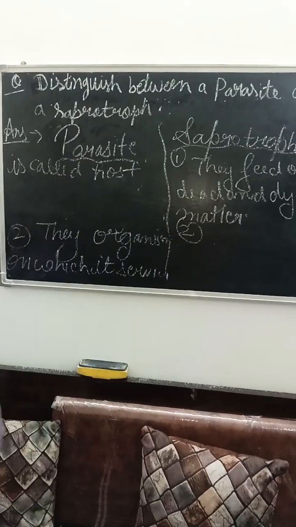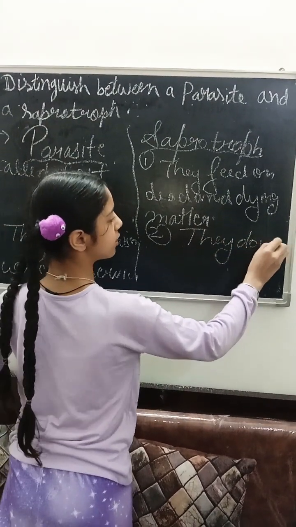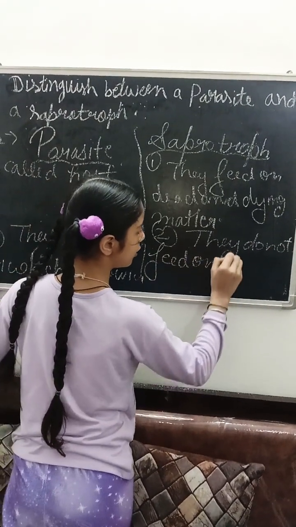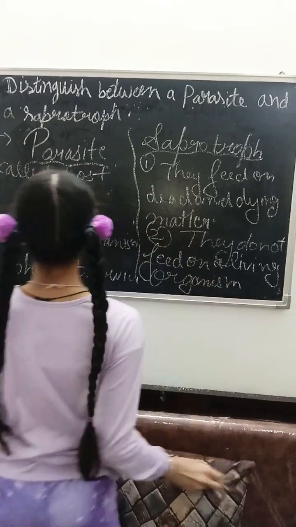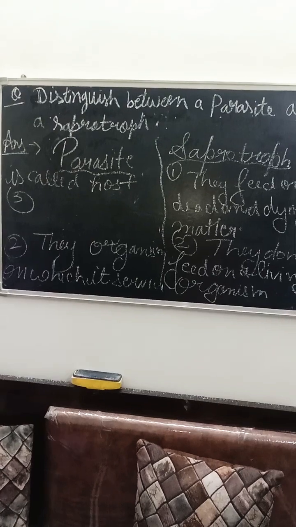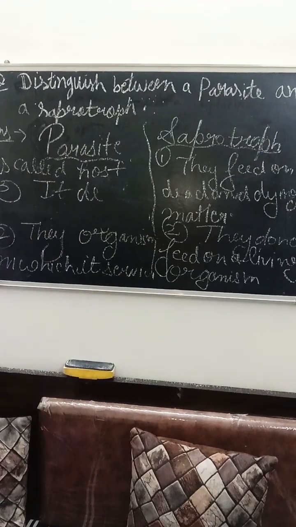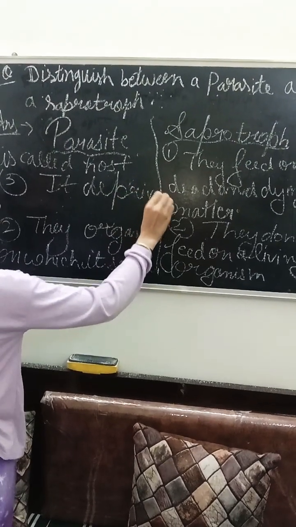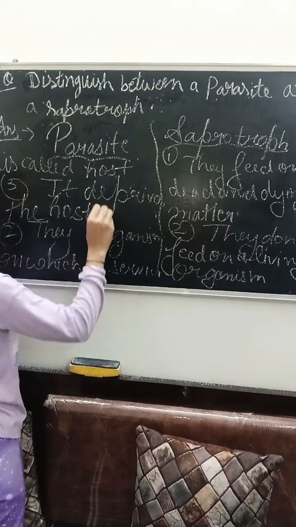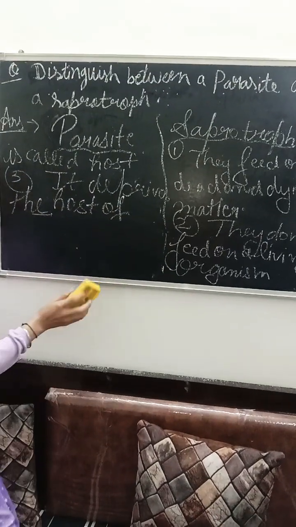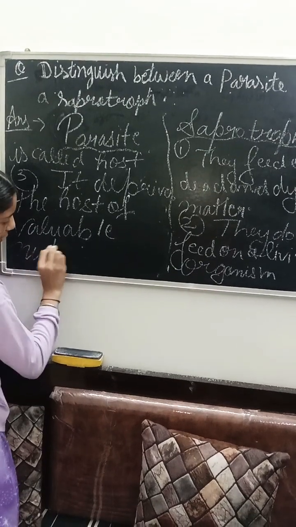Second point of saprotroph is that they don't feed on a living organism. They don't feed on a living organism. Valuable nutrients.